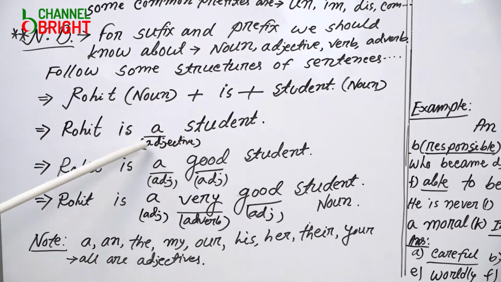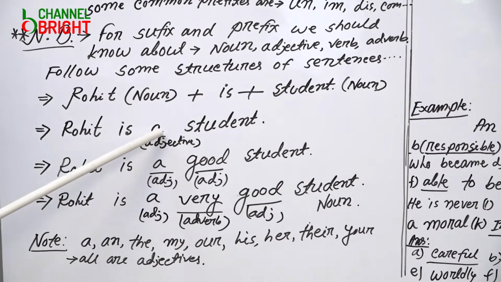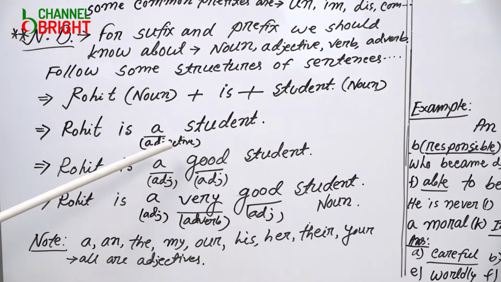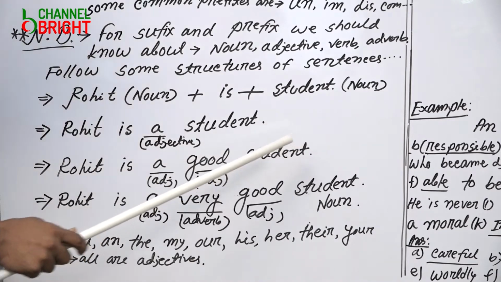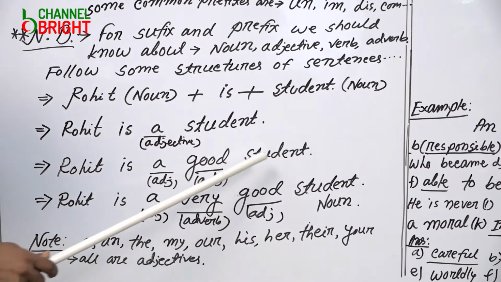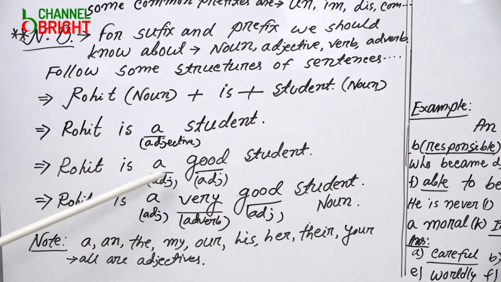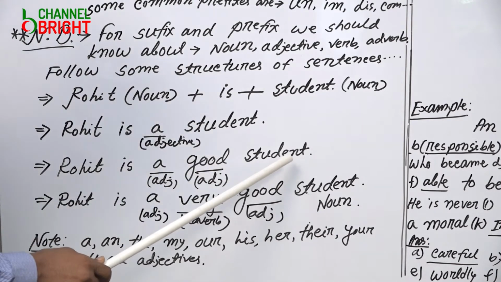Before a noun, an adjective is used. So if there is any word before a noun, we make it an adjective. So before a noun we have to use an adjective. Again, Rohit is a good student. Here the new word that has come is good. So before a noun, an adjective, and again an adjective, double adjectives can be used before a noun.